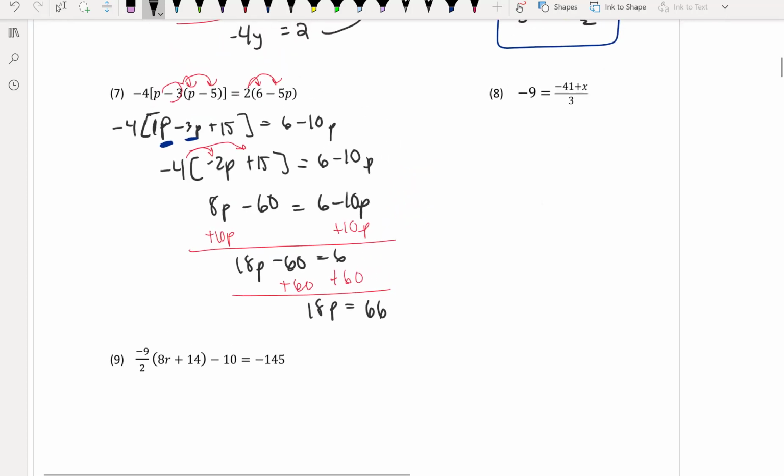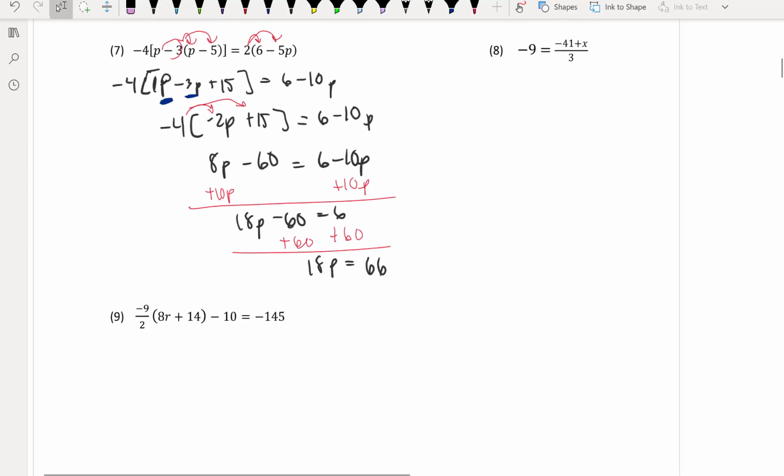And I'm running out of room, but I think I can still fit it. I'm going to divide by 18 on both sides. So 66 divided by 18 is going to give me a fraction.